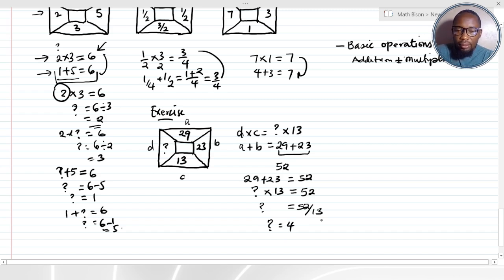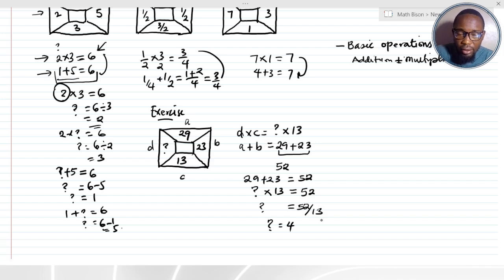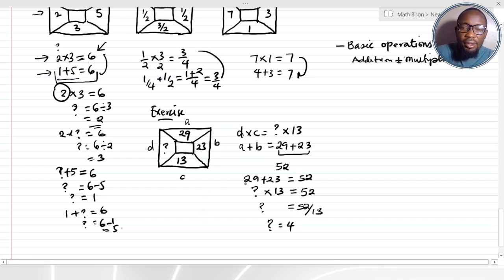Because 13 times 4 should give us 52. So that is it. That's the answer, guys. The answer is 4. So you see that this system of thinking with your quant is going to be very helpful. Now let's try the next exercise.